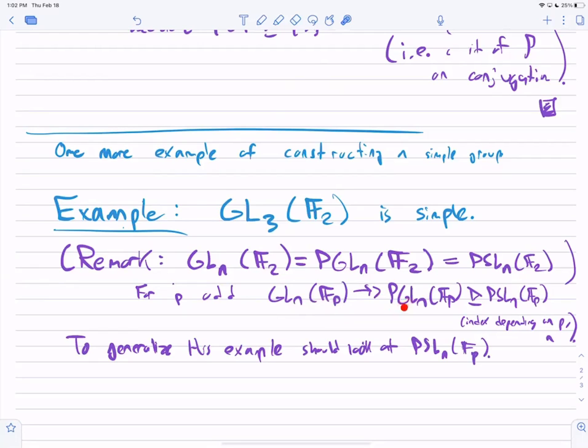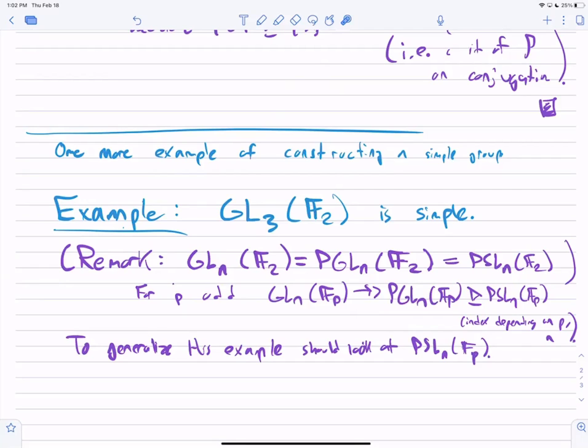But so you can just take the quotient by it and you get this PGLN. But then this might not be normal, because it has the subgroup PSLN, which might be a proper normal subgroup. So it depends on what determinants you can get of a scalar matrix.